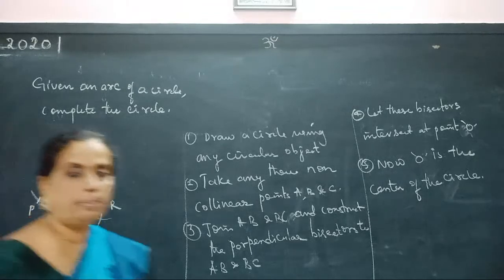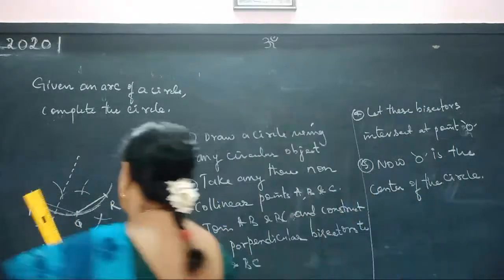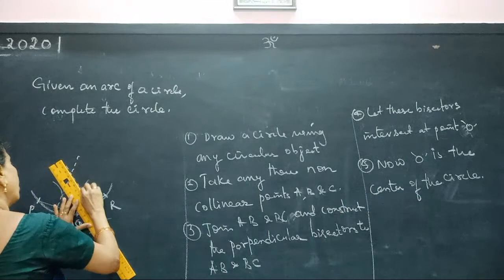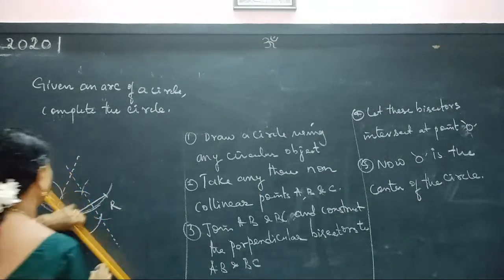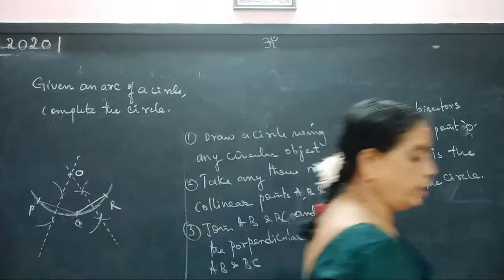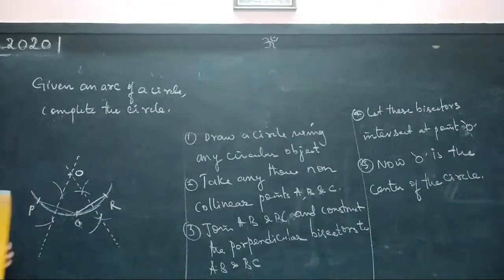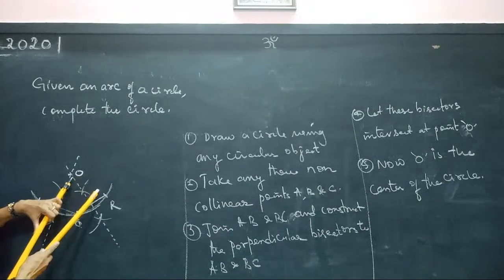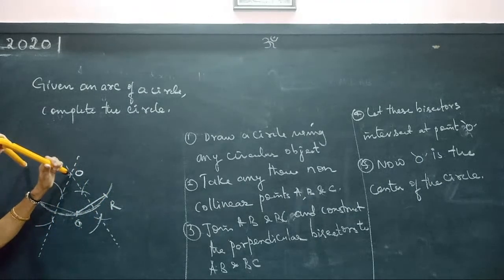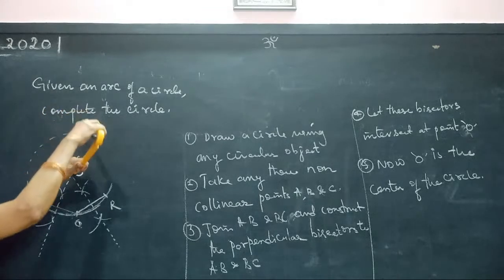Okay, don't do double arcs and all. It should be very light, and a very minute arc. Again, draw the bisector. Both are intersecting. Name this point as O. Now we have the center of the circle. Using the center of the circle, now complete this arc, that is, with the radius OR or OP, complete the circle. By dotted line, you complete the circle like this.